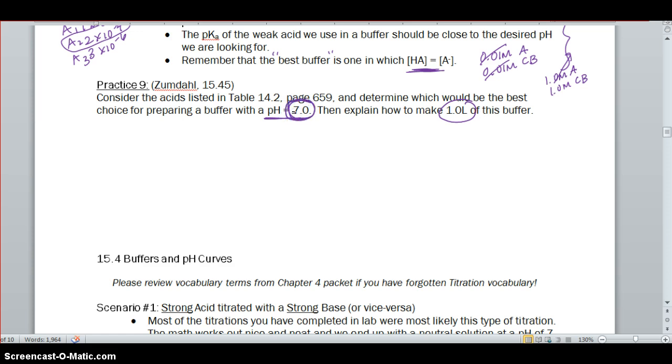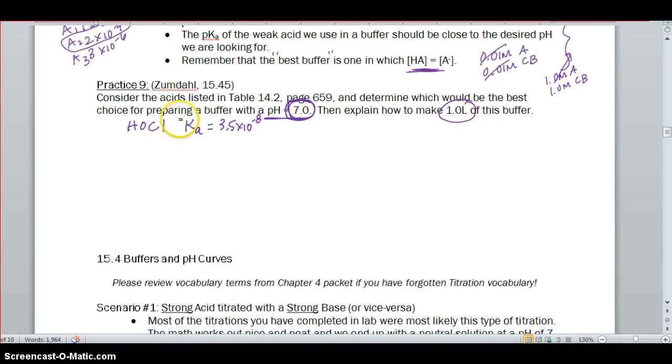Because the closer you pick to the pH that you want, the less you're going to have to mess with or adjust that base to conjugate acid ratio. So I believe the one that you find is HOCl, hypochlorous acid, and they tell you the Ka of that is 3.5 times 10 to the negative 8th. So the Ka is around 8, which is fairly close to our 7.